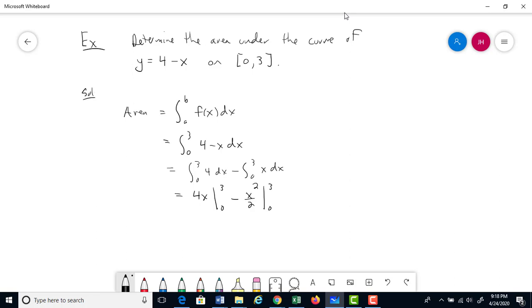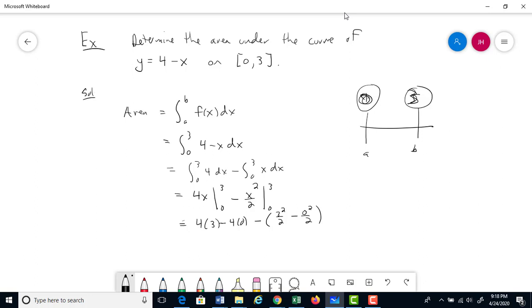Now, when you're finding the area, you're doing final minus initial. So you do the b first and the a next. So if I want to know the distance between 5 and 1, we do 5 minus 1. So that's where that's coming from. So if I had 3 and 0, you're going to plug in the 3 first and plug in the 0 second. So that's why we do that. So this is going to be 4 times 3 minus 4 times 0. And then minus what we get here, which is going to be 3 squared over 2 minus 0 squared over 2.